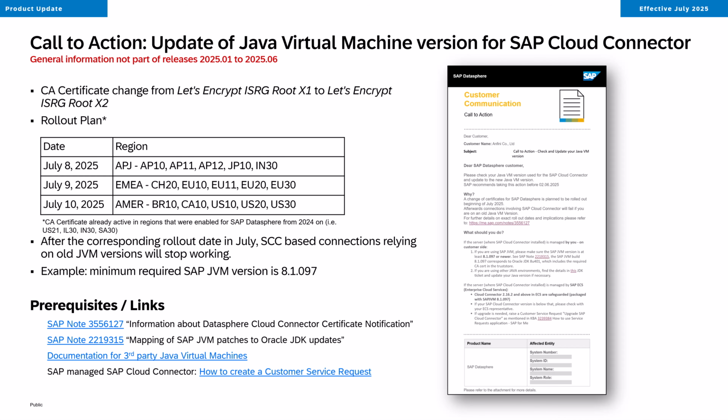A corresponding customer communication email has already been sent out to all customers that have Datasphere tenants in the affected regions. The email also contains the necessary links as well as more detailed explanation. Let me emphasize that what is shown on the slide is not part of any of the Q1 Datasphere releases. Instead, it is only a general piece of information or alert that we want to share with you in advance. SAP recommends taking this action before 2nd of June, as stated in a customer communication email.